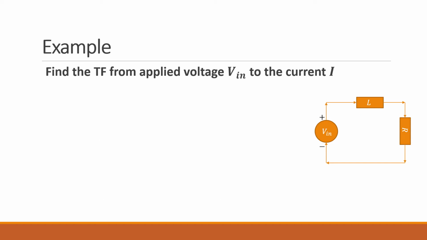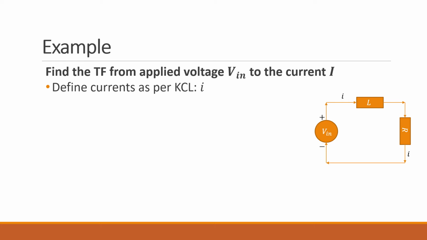Now let's do a more complicated example. Here is a circuit involving a resistor and inductor in series, and we want to find the transfer function from the input voltage signal to the current in the circuit. The first step is to define the current. Since there's only one loop, we'll need one current I, which is the same as flowing throughout the whole circuit as per KCL.